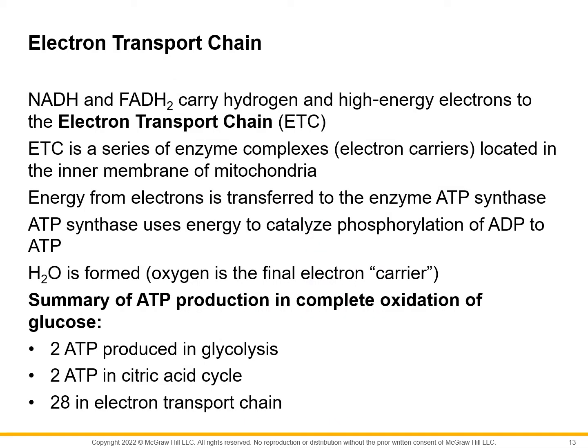So the electron transport chain, we have what's called NADH and FADH2. They carry the hydrogens and the high energy electrons into this little system. Now, I'm not worried about NADH and FADH2, but I just want you to know the third step is called the electron transport chain. And this is where you're going to see ATP really get produced. This is like hitting the jackpot.